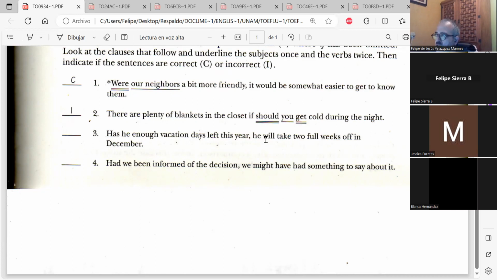So what is the auxiliary verb that you can use for the first conditional for subject-verb inversion? Should, yes. Then you have to say, should he have enough vacation days? Okay, very good, Blanca. Yes, the next one.